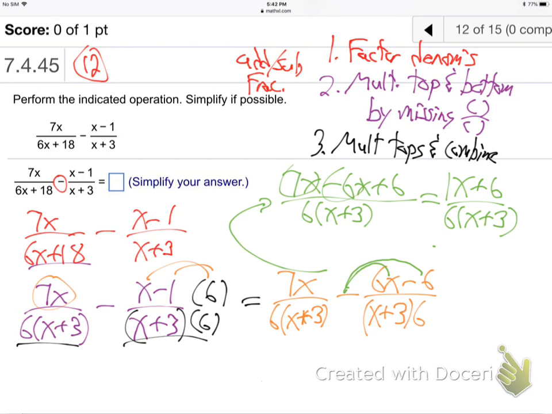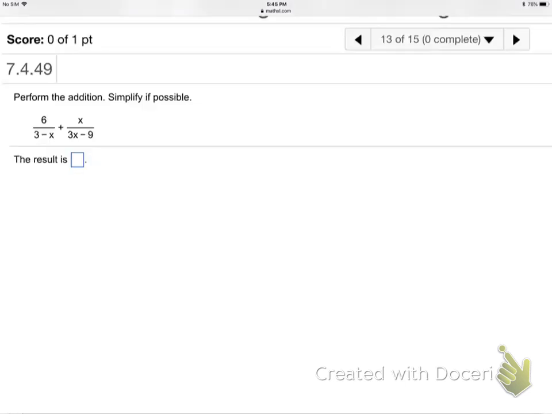Can I cancel these 6's? No way, because this is a glued package, right? Pluses and minuses glue things together, like Costco making it a package deal, all or nothing. So we can't take just part. We cannot cancel just the 6. So we're done. This is the answer right here. We can't go any further. Number 13.